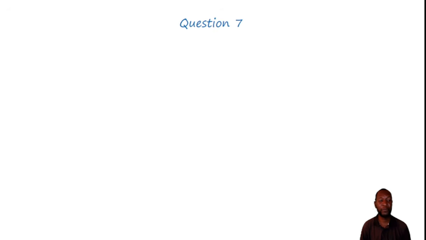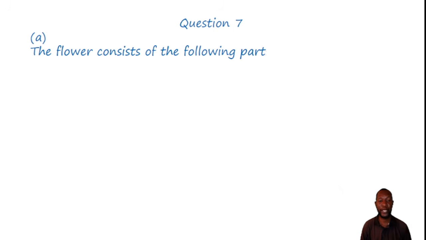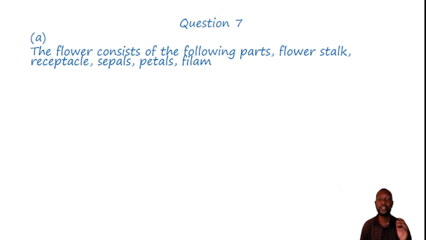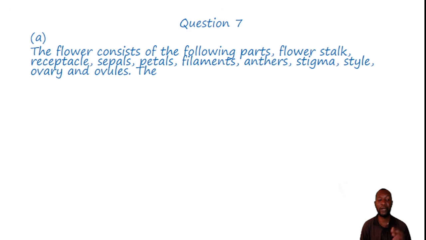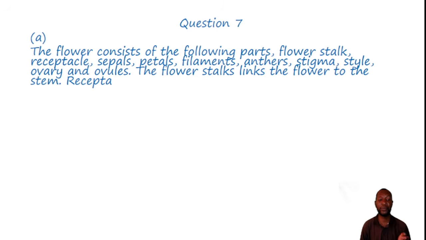Question 7A. The flower consists of the following parts: the flower stalk, the receptacle, sepals, petals, filaments, anthers, stigma, style, ovary, and ovules. The flower stalk links the flower to the stem. Receptacle is where flower parts are attached.